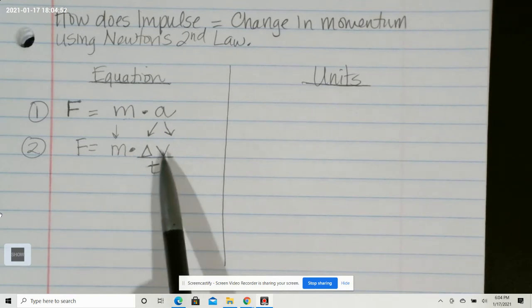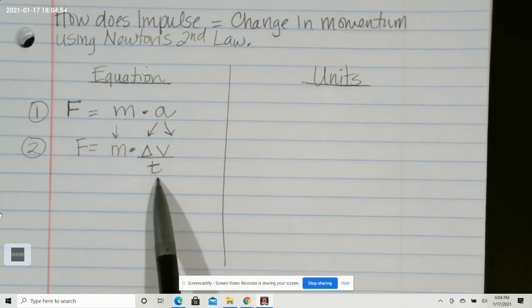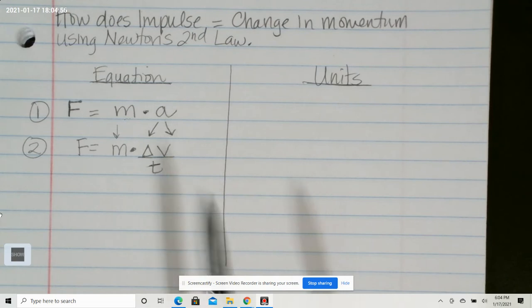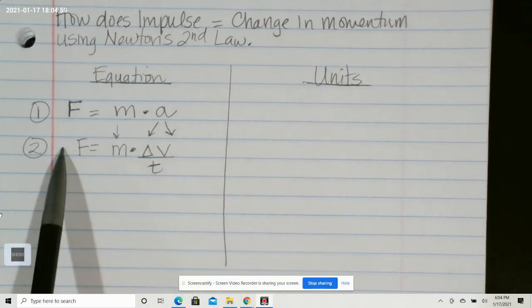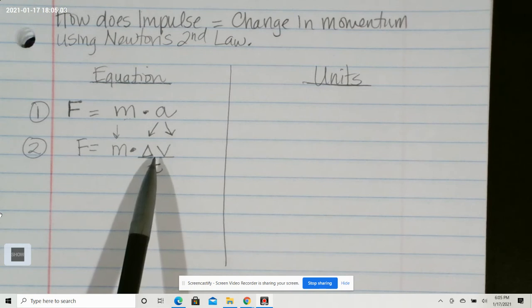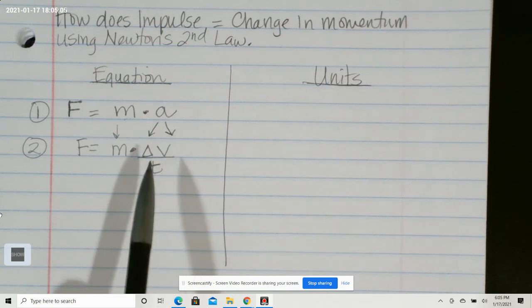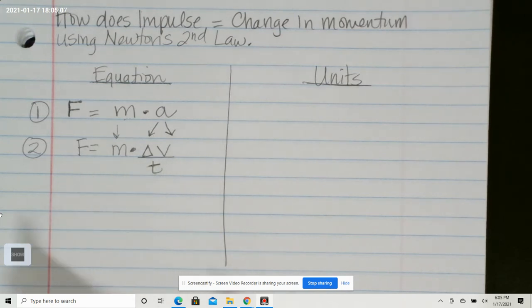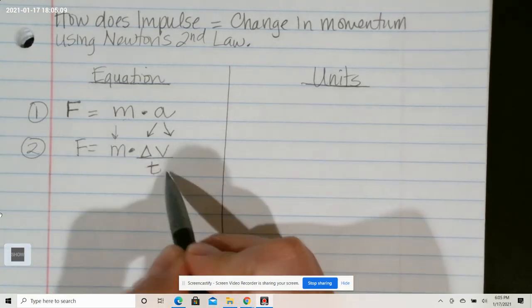Mass and velocity, force and time. They're just not rearranged the correct way. So we need to have force and time together on this side of the equation, and we need to have mass and velocity together on this side of the equation, and that's how they will equal each other. So let's go ahead and see how we would do that using algebra.